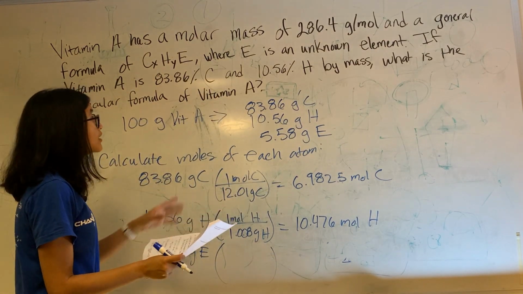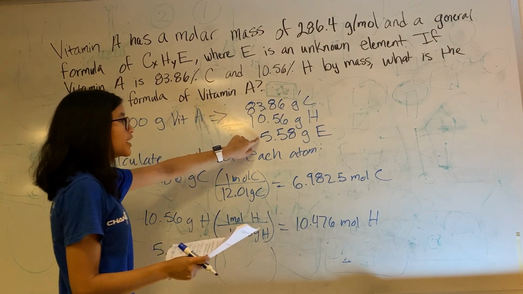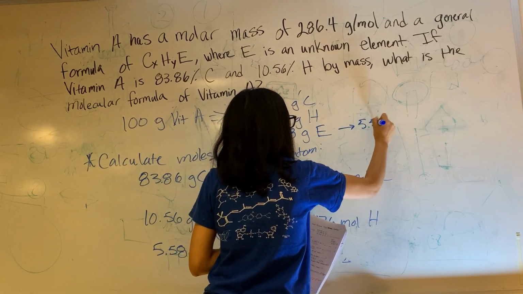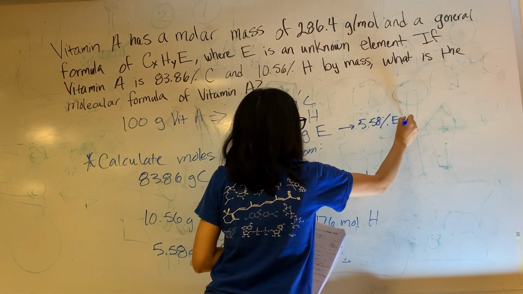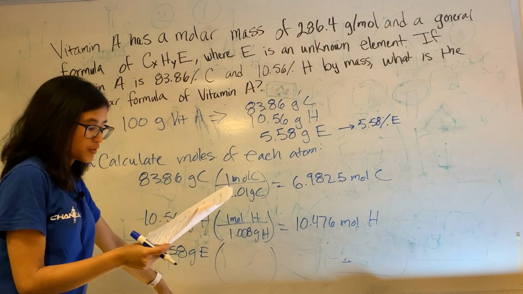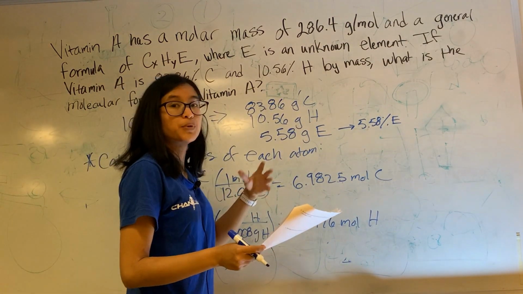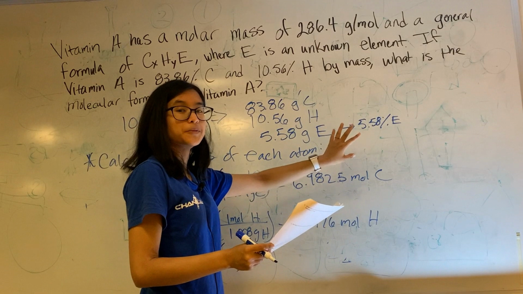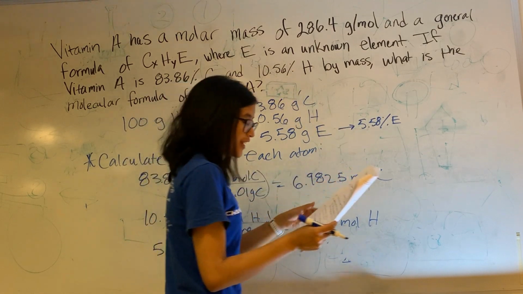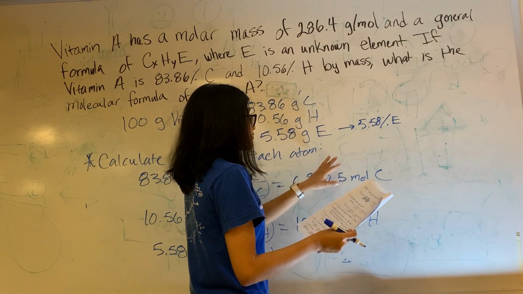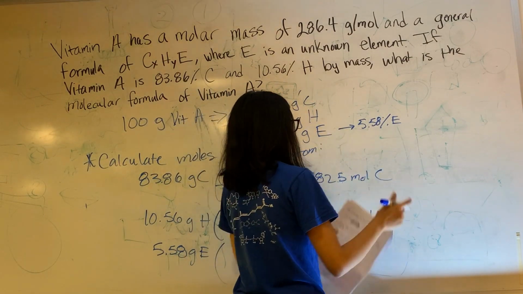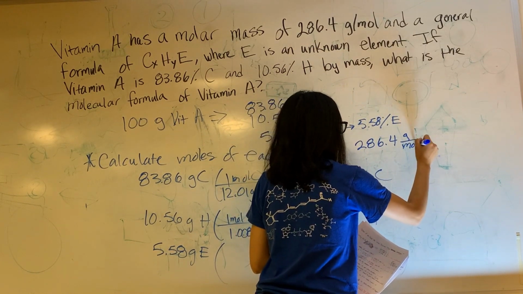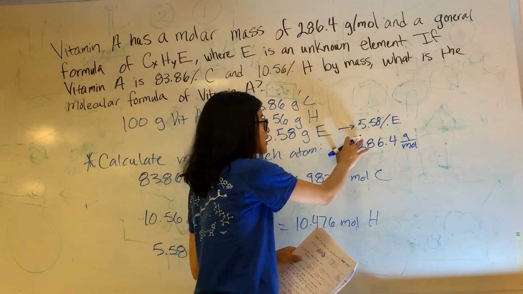So we know that we figured out this percentage by subtraction, right? So we know that vitamin A is 5.58% of E. So that means that 5.58% of vitamin A's mass is equal to the molar mass of E, okay? It's a little bit of jumping through the hoops there, but yeah, so what you would then say is, okay, I know that this is the total molar mass of A, and I know 5.58% of that is E.